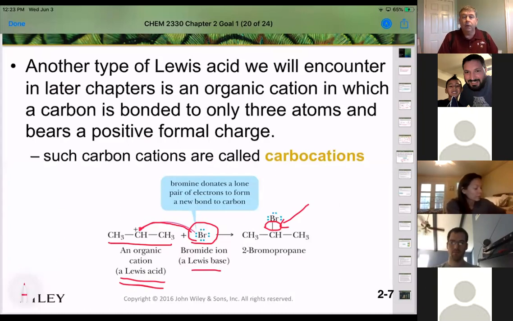Okay, so this organic carbocation isn't a Bronsted-Lowry, and it isn't an Arrhenius. So that's why we have to use this new definition. And this new definition actually applies to all three systems. All right, good.